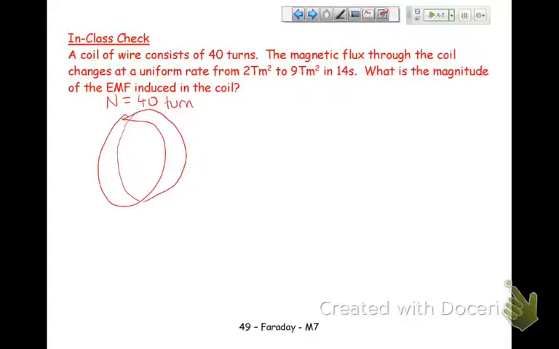Anyway, so I'm going to change this question. The number of turns is 40. The magnetic field changes at a uniform rate from 2 Tesla to 9 Tesla in 14 seconds. Now, the coil has an area of 2 square meters. What is the EMF?